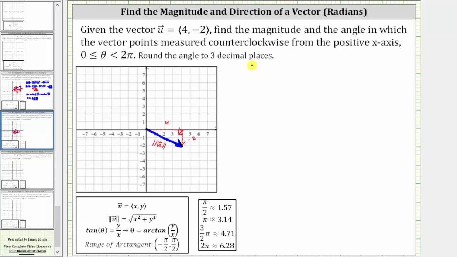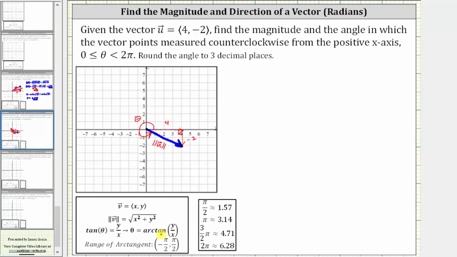And then the angle theta, or direction, is the angle starting along the positive x-axis, rotating counterclockwise to the vector, which is this angle here. This is the angle theta, the direction of the vector. And we can determine the angle theta using the fact that tangent theta is equal to the ratio of the opposite side to the adjacent side, or y divided by x. And then solving for theta, we have theta equals arctangent of y divided by x.